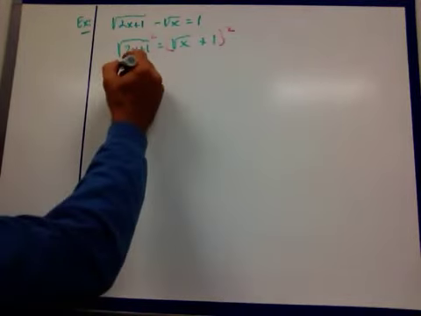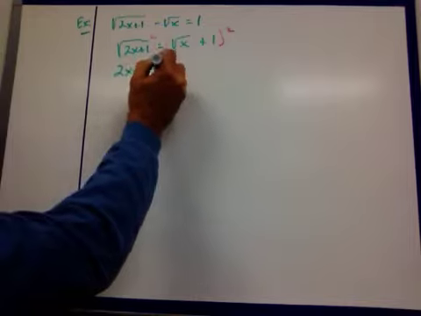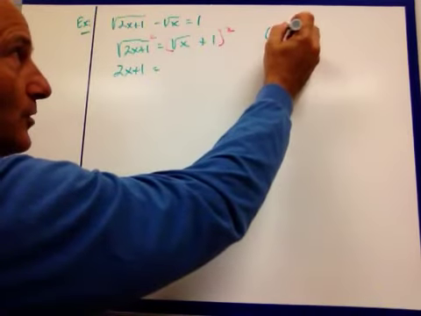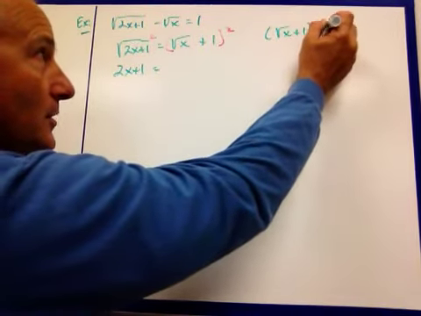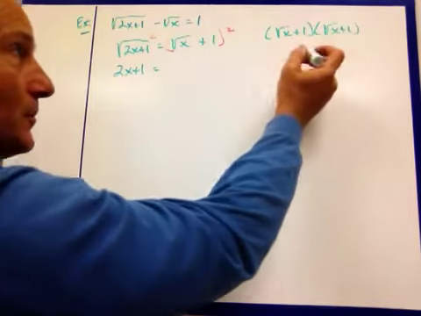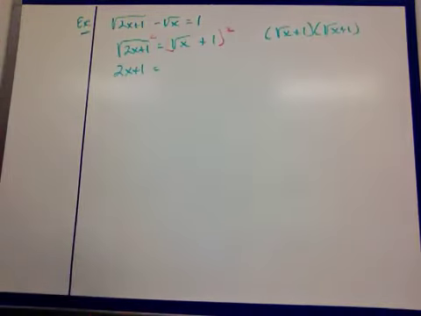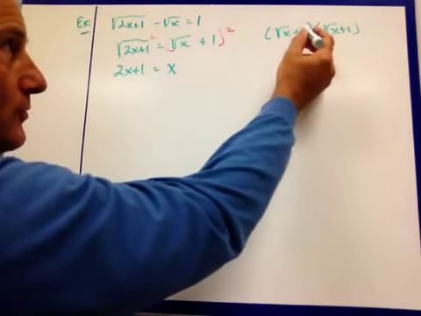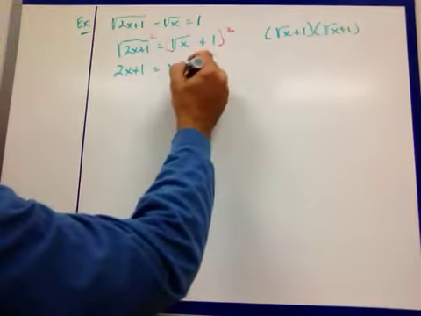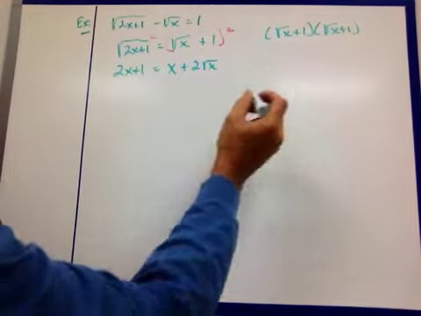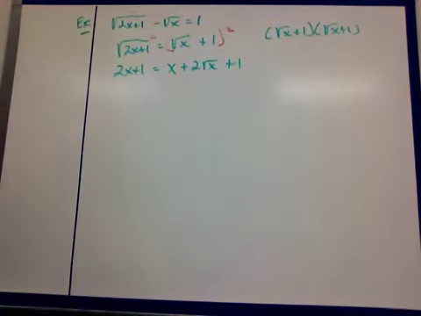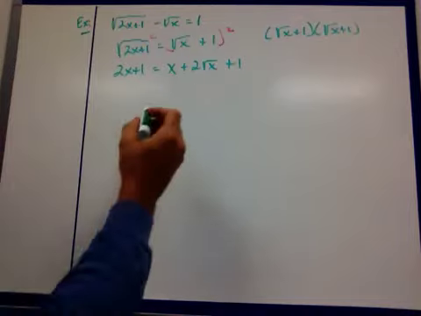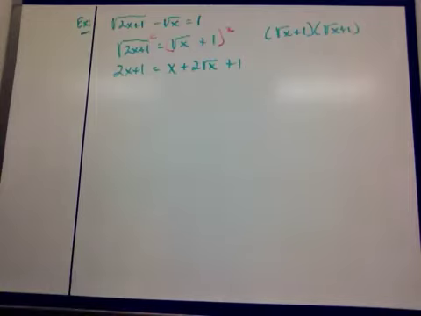So I'm going to get 2x plus 1. And remember, this is the square root of x plus 1 times the square root of x plus 1. Square root of x times the square root of x is the square root of x squared, which is just x. Plus the square root of x plus the square root of x, so I get plus 2 square root of x. And then 1 times 1 is 1.